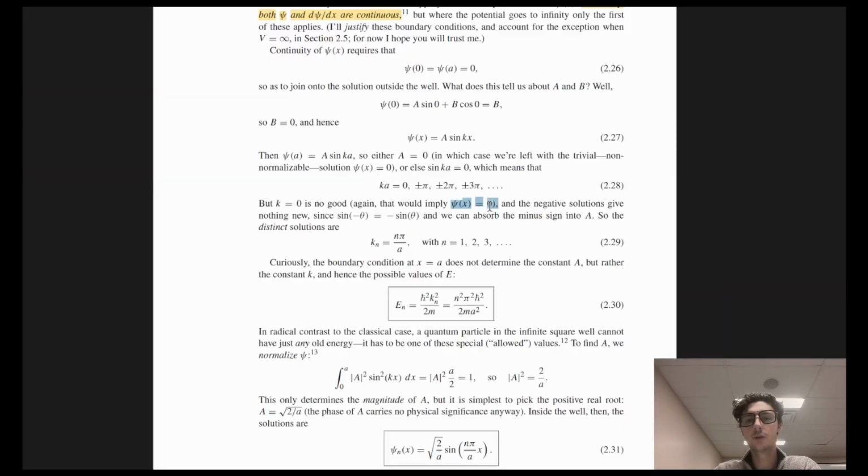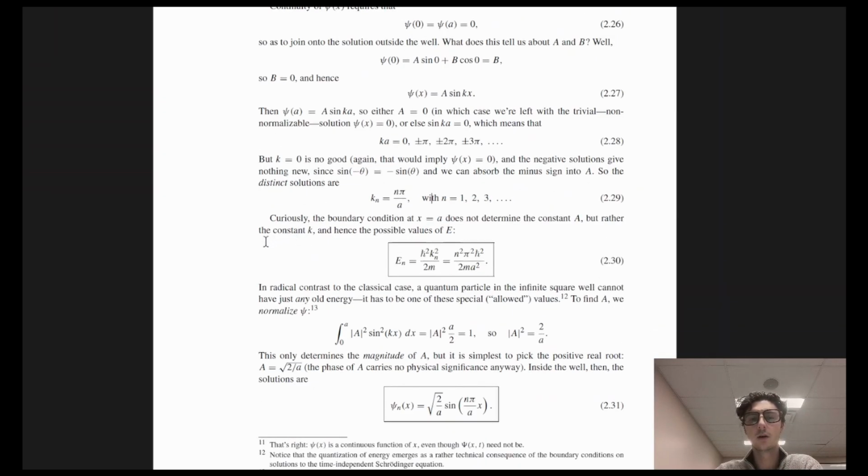We don't like psi equals 0 because then we don't really get an interesting solution from the Schrödinger equation. We just get that the probability distribution of the particle is 0 everywhere, so there's no particle anywhere, which is stupid. Or not stupid, but it's trivial, it's kind of boring. And the negative solutions give nothing new, since sine of negative theta is equal to negative sine of theta. So we remove the negative solutions, and we can absorb the minus sign into a. So the distinct solutions become k subscript n equals n pi over a, with n equal 1, 2, 3, and so on. So this quantization condition comes from the boundary conditions of the particle in a box potential.